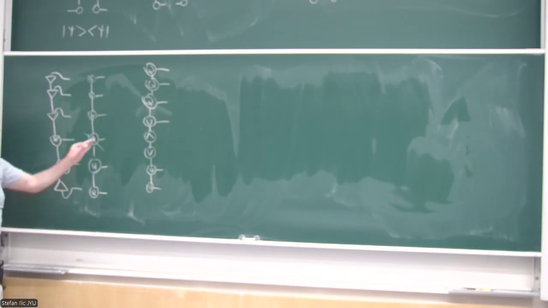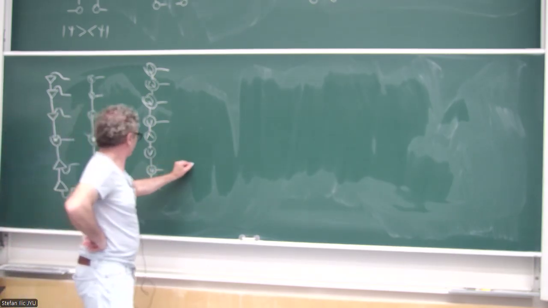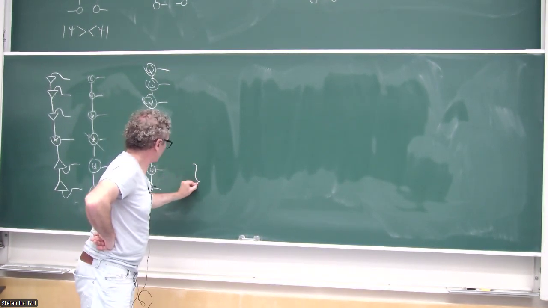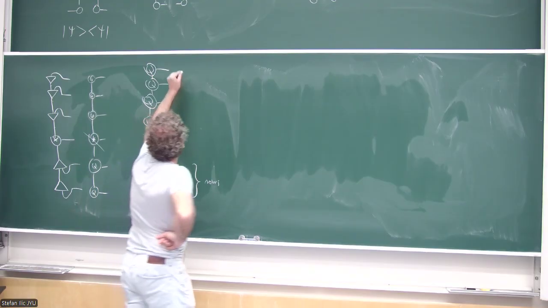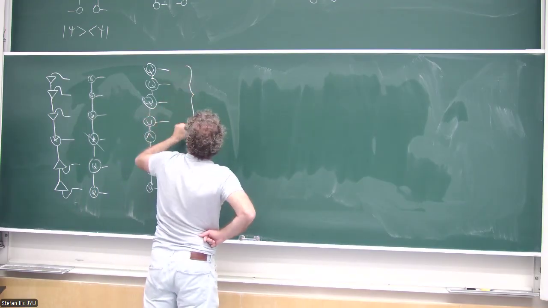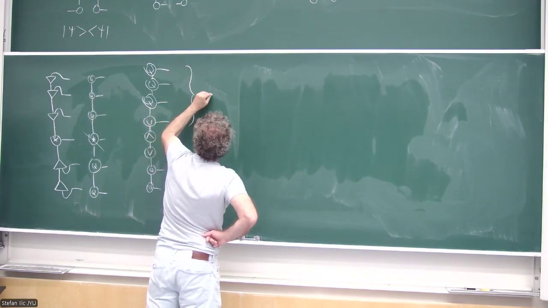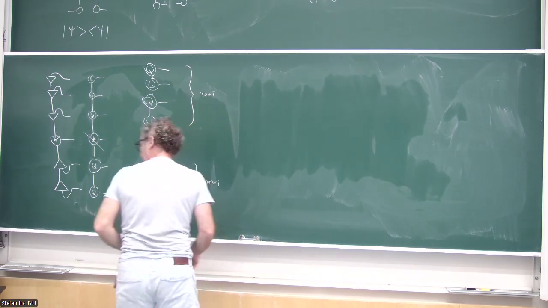Okay. Now, if I see this MPS as a matrix where these are the rows, and those, no, sorry, those are the rows. Well, it doesn't matter. And those are the columns.